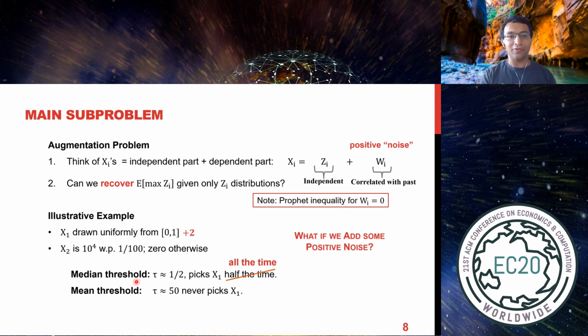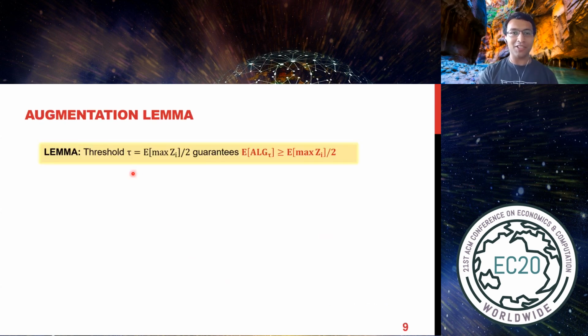So the median threshold fails. Interestingly, the mean threshold works out fine, which raises a question: are mean thresholds always robust, or was there something magical about this example that made them robust? What we show is that mean thresholds are always robust to positive noises. In particular, if you set a threshold which is expected max of zi over 2, which is the mean of the independent zi's, then you get expected alg which is at least expected max of zi over 2. And the proof is also very easy.